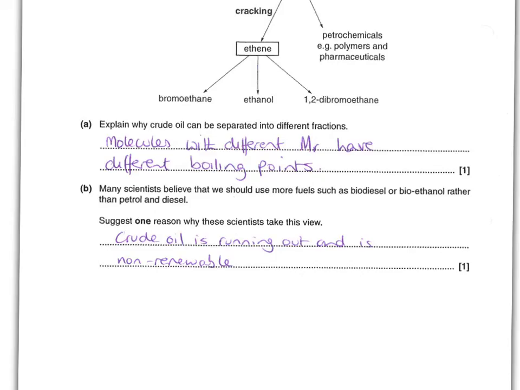The use of biofuels such as biodiesel or bioethanol rather than petrol or diesel is about a number of factors. Crude oil is non-renewable, it's running out, so we can save crude oil by using biodiesel or bioethanol. Also, biodiesel and bioethanol absorb CO2 when the plants that produce them are growing, during photosynthesis, so the amount of CO2 put into the atmosphere by biofuels is less.